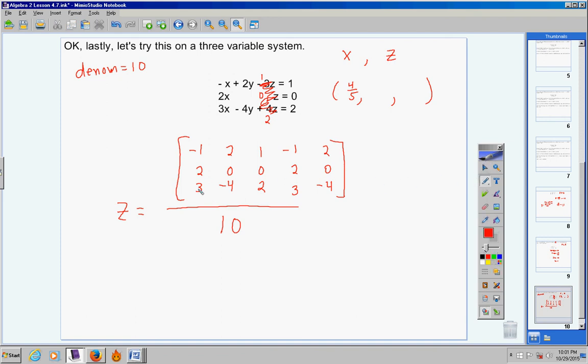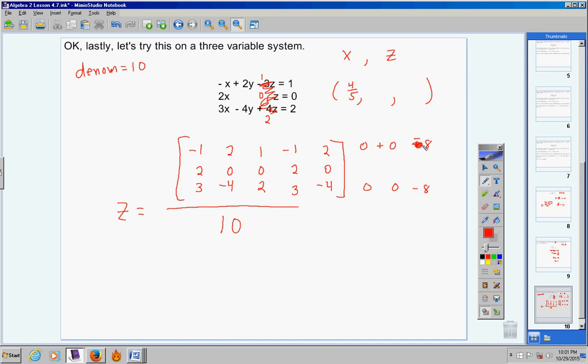And here we go. Multiply up, you get a 0. Multiply up, you get a 0. Multiply up, and you get 8, positive 8. So I should put a negative 8, shouldn't I? Negative 8. Multiply down, we get a 0. Multiply down, we get a 0. Multiply down, and we get a negative 8. So I'll put a negative 8.